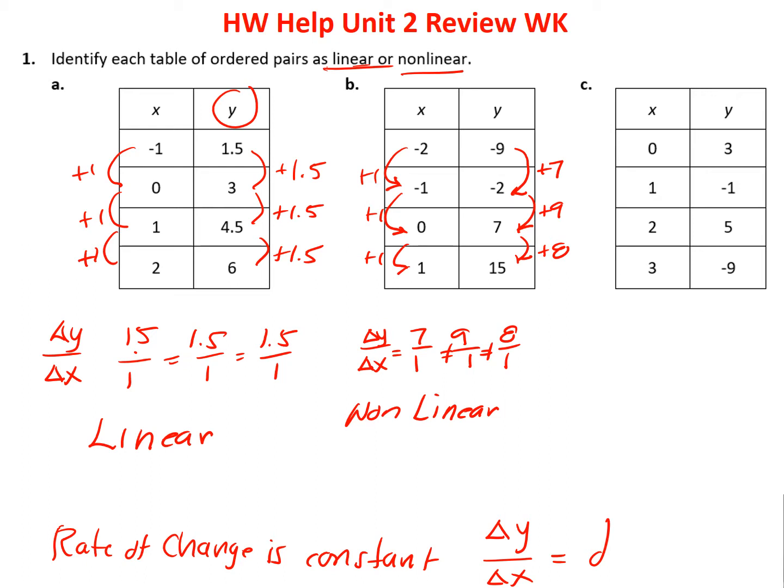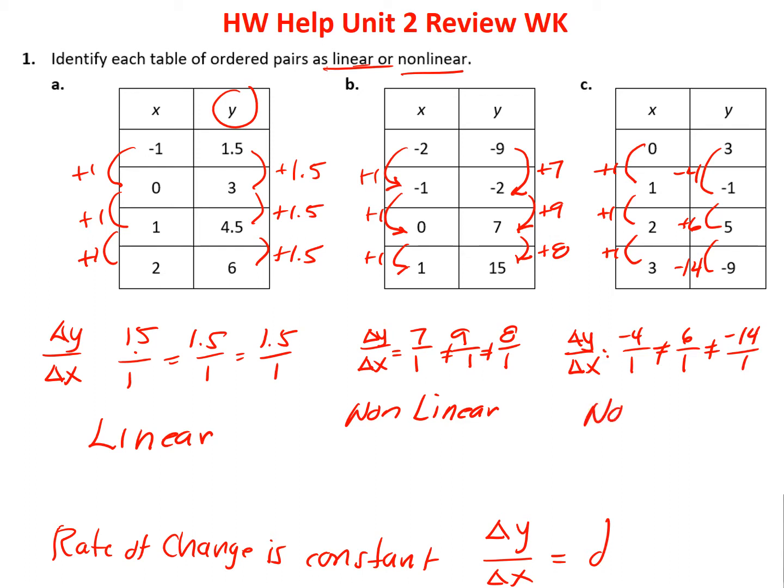On the last one, once again, see the x's go up by plus 1, plus 1, plus 1. Our y's from 3 to minus 1 is going down 4, and then from minus 1 to 5 goes up 6, and then 5 to minus 9 goes down 14. So if I compare my rate of change, notice that it's changing. First, it's minus 4 over 1, and that does not equal 6 over 1, and that certainly doesn't equal minus 14 over 1. So this one, again, is non-linear. Okay? To be linear, the rate of change, how much y changes when x changes, has to be the same for all the points.